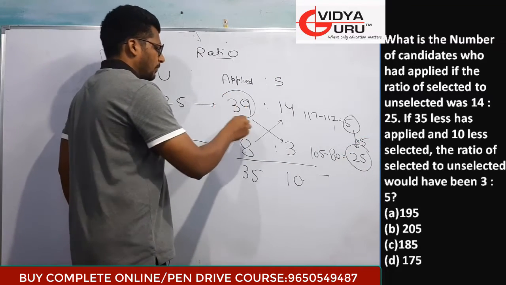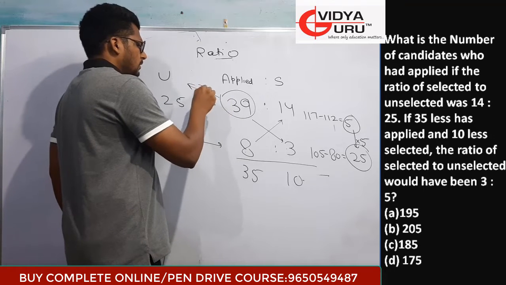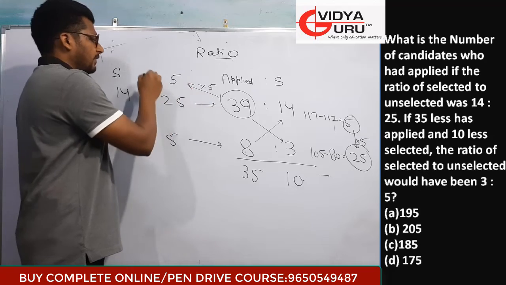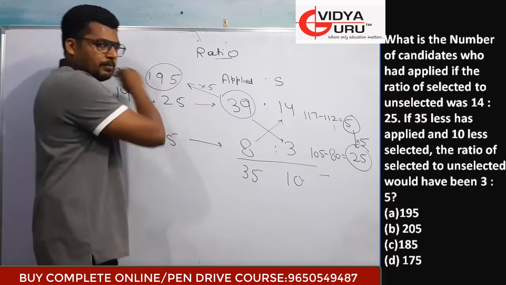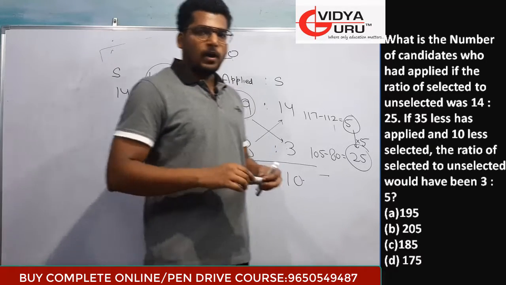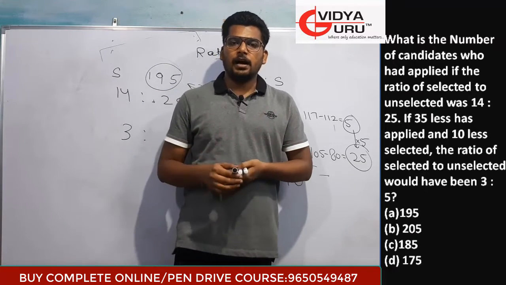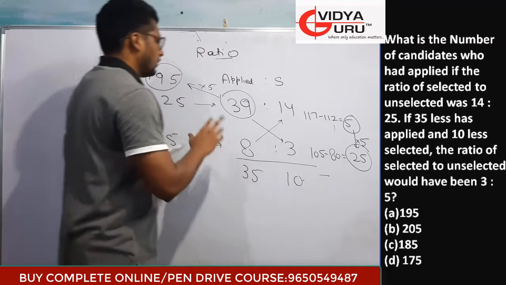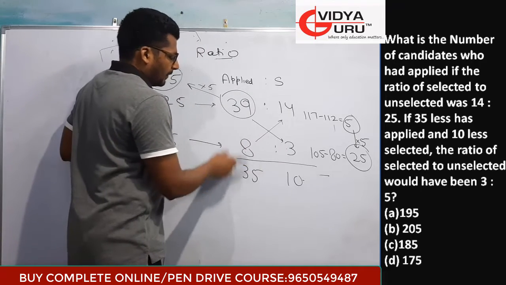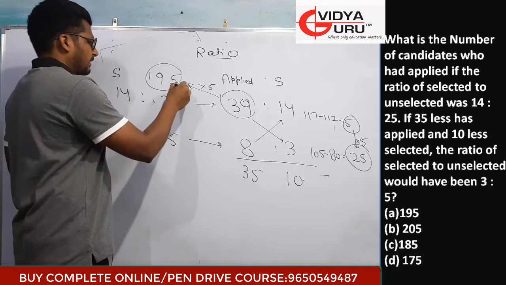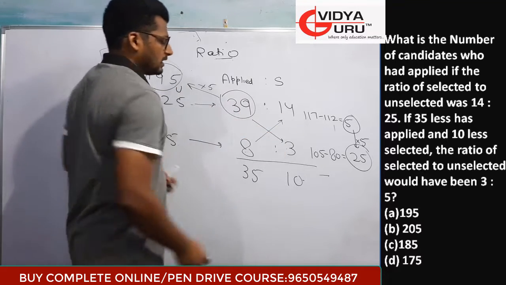Then the value of applied will be 39 times 5. 5 nines are 45. Then the number of applied students is 195. That means option A is the correct answer to this question. As the question is reduced in applied and selected, I have converted the selected to unselected ratio into applied to selected.